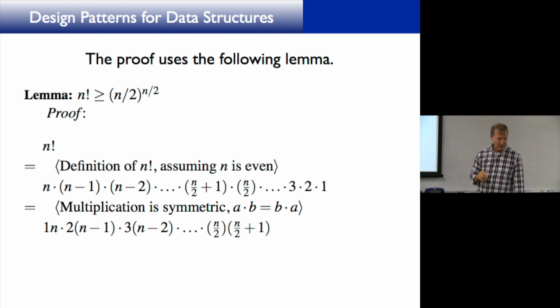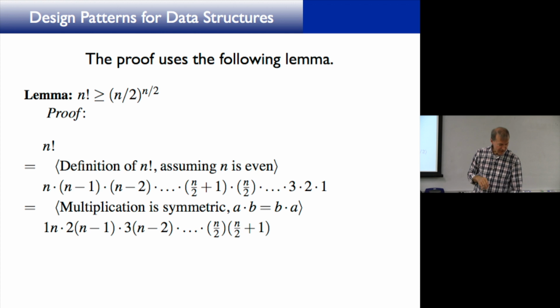Is everybody clear? Now what do you know about 1 times n? Is that bigger than n over 2? Yes. I think so. 1 times n is bigger than n over 2. What about 2 times n minus 1? Is that bigger than n over 2? It's hard to say, but you agree that it's bigger than n over 2, right? We can agree that. And what about 3 times n minus 2? Is that bigger than n over 2? Yeah. What about n over 2 times n over 2 plus 1? Yeah. That's bigger than n over 2, right? Because n over 2 plus 1 is bigger than 1. Are you with me?